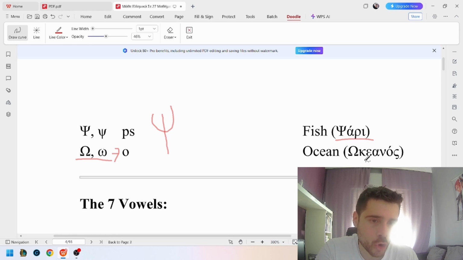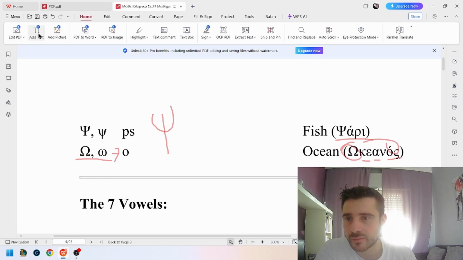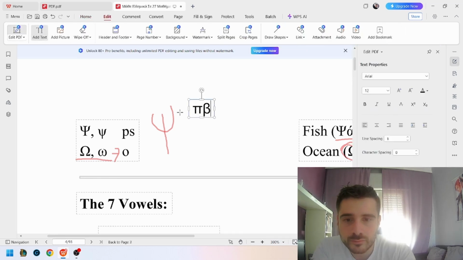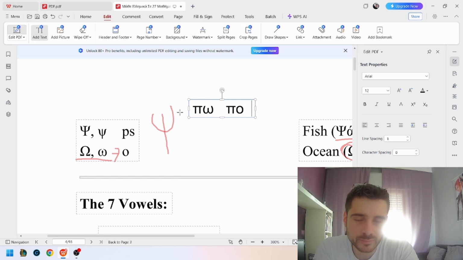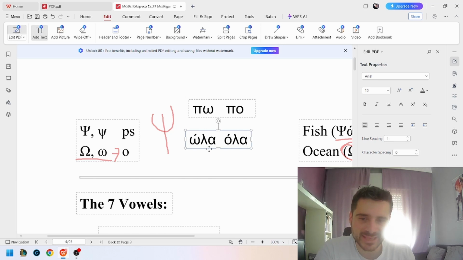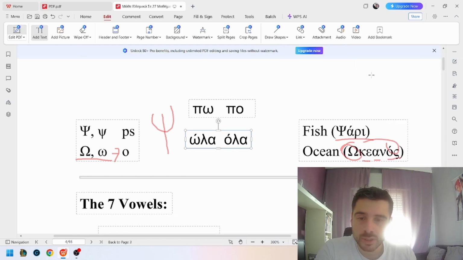Okeanos. You see O and O, the same sound. For example, this is Po and this is Po. This is Ola and this is Ola. Exactly the same sounds.